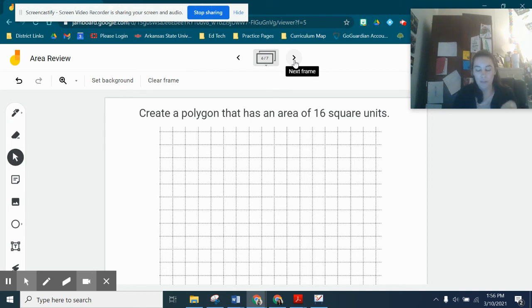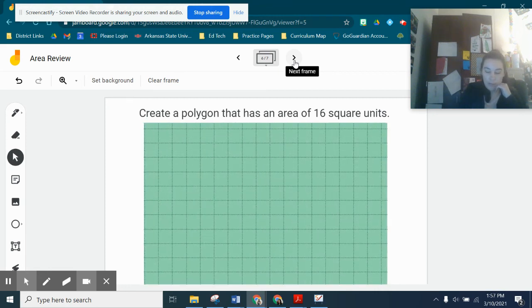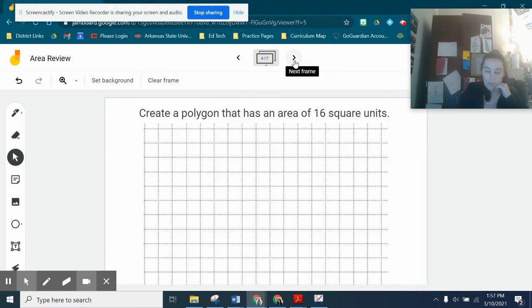Okay, for this one, I'll do a rectangle. I'm trying to write. Let me try this again. For 16, I know that it's base times height, or length times width. 1, 2, 3, 4, 5, 6, 7, 8. I can do a 2 by 8. And I always suggest, even on your test, double check by working it out. So 2 times 8, yes, that equals 16. So check. I did what it asked me to do.